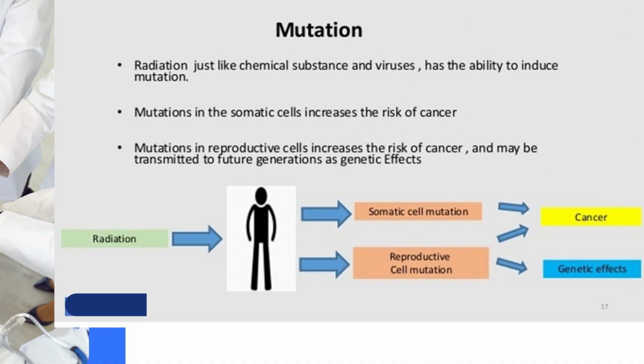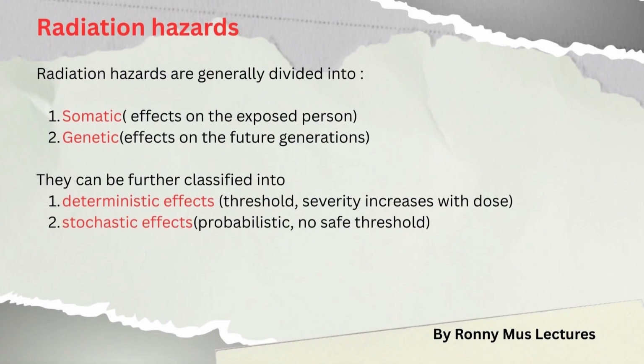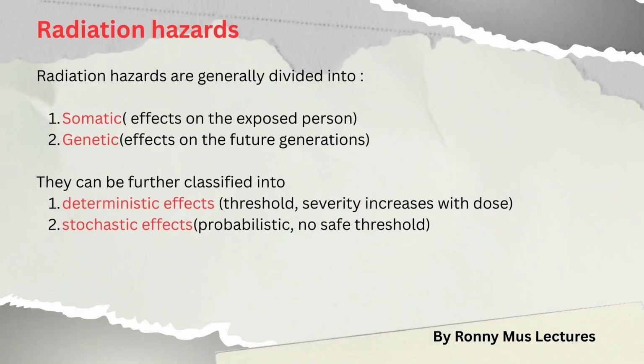So radiation, just like any other chemical substance or viruses, has the ability to induce mutation. And therefore, the mutations in the somatic cells will increase the chances of one getting cancer. Mutations in the reproductive cells increase the risk of cancer, and you can also have hereditary effects. So radiation hazards are generally divided into somatic effects, which are effects on the exposed person, and genetic effects, which are effects on future generations. Talk of congenital anomalies. They can further be classified into deterministic effects and also stochastic effects.